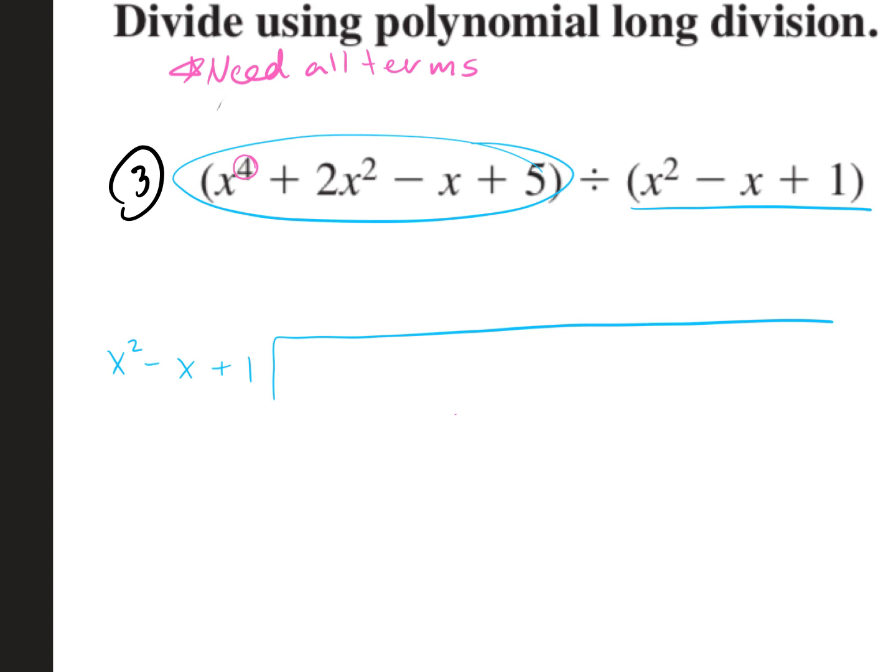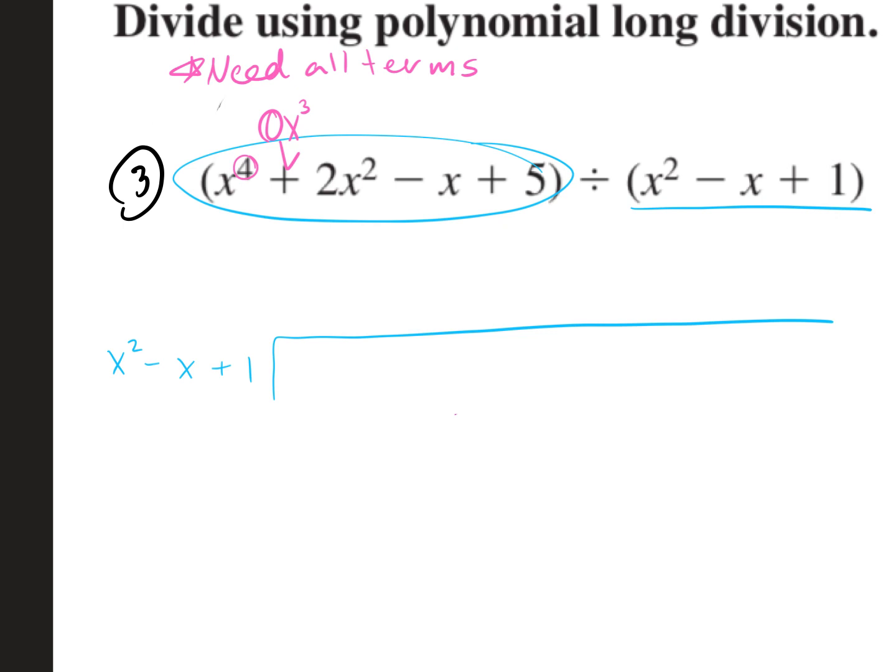So here, I'm missing x to the 3rd power. So I need to put a 0 x to the 3rd power in that spot. So this is going to act as a placeholder to keep all of our like terms in line, but we need to have that 0x cubed in that spot.